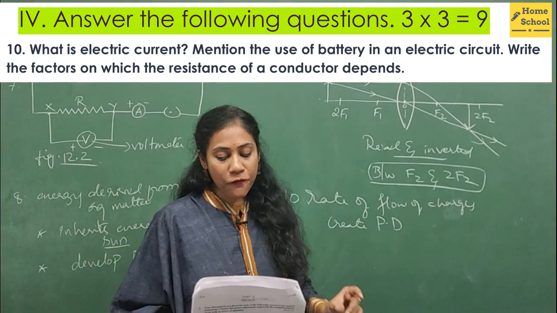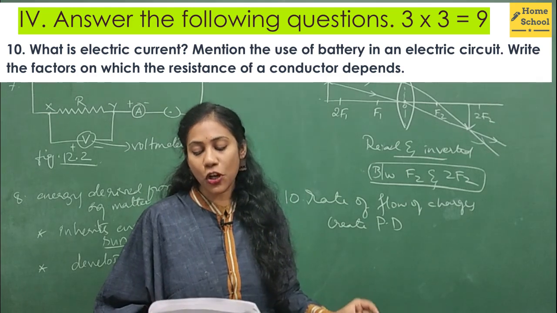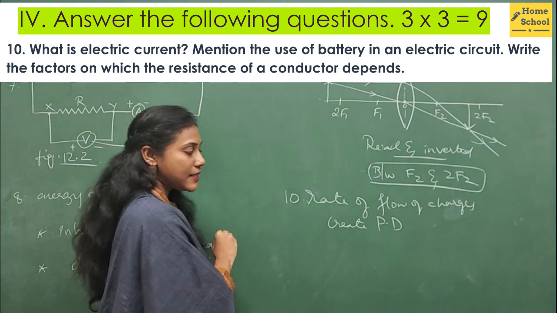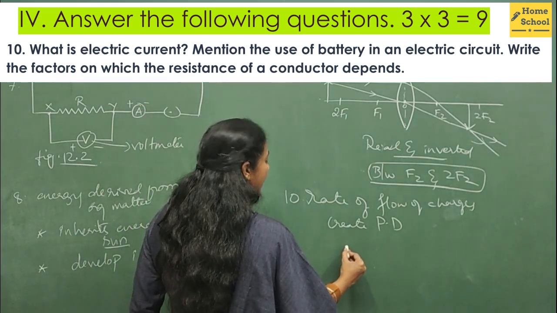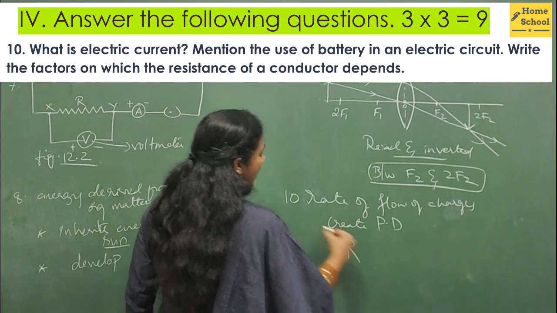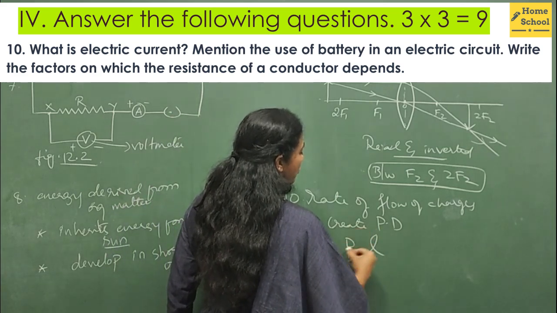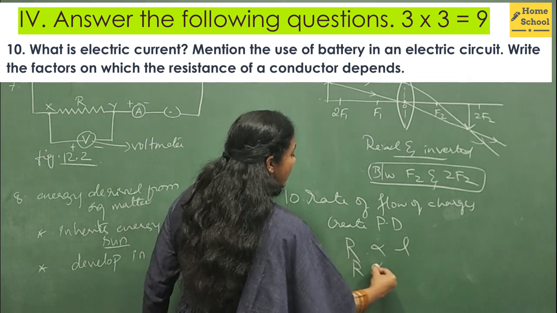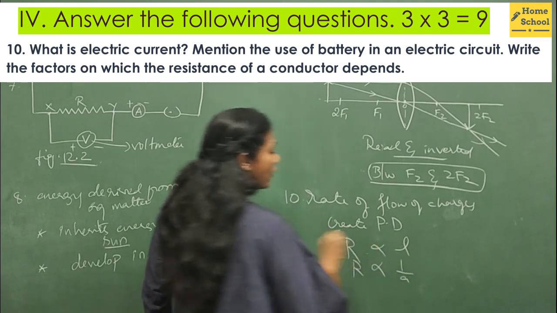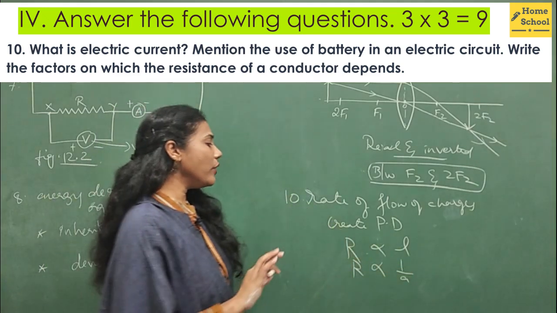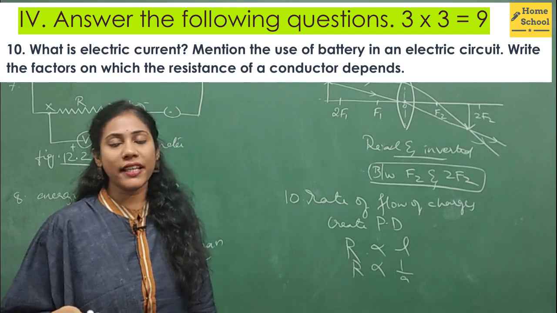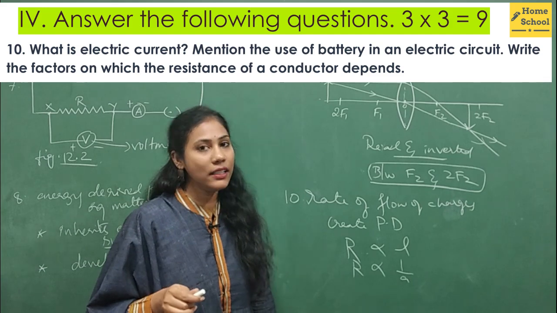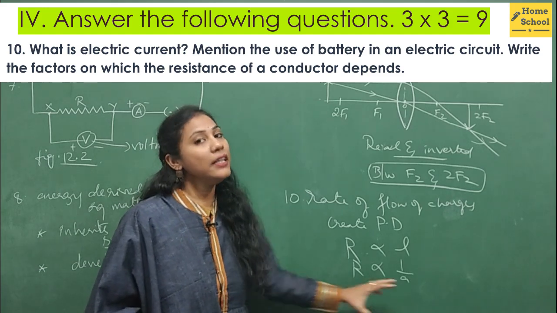Fine. Write the factors on which the resistance of a conductor depends. So on what factors is resistance depending? It depends on the length of the conductor. Resistance is directly proportional to the length of a conductor. Resistance is inversely proportional to the area of the conductor. Right? So any two factors you can mention there, and it also depends upon the nature of the material, right? So all the factors you can mention there.